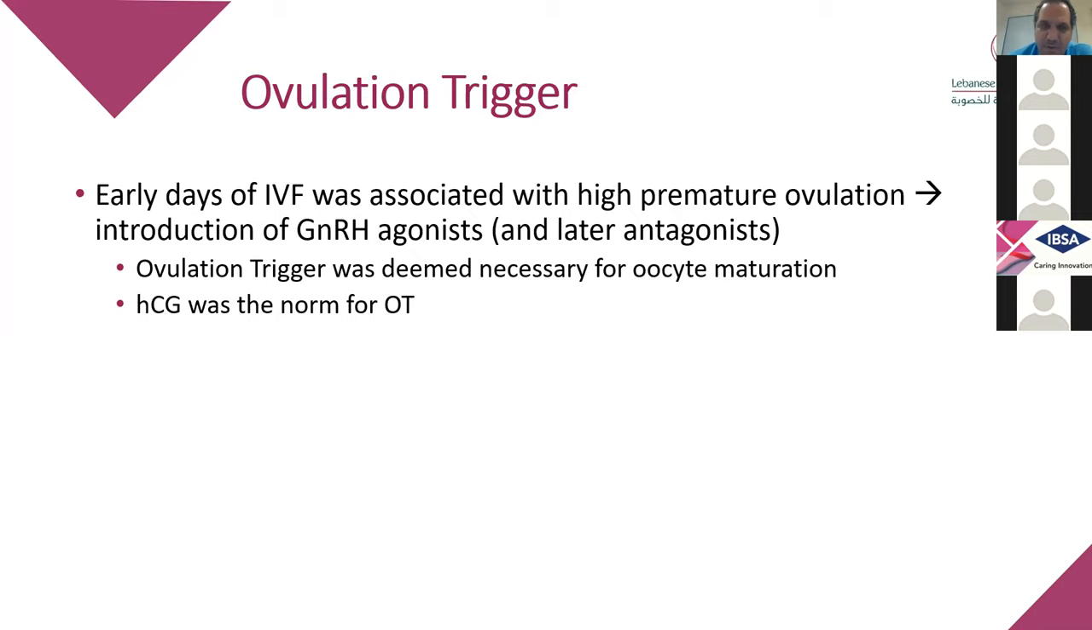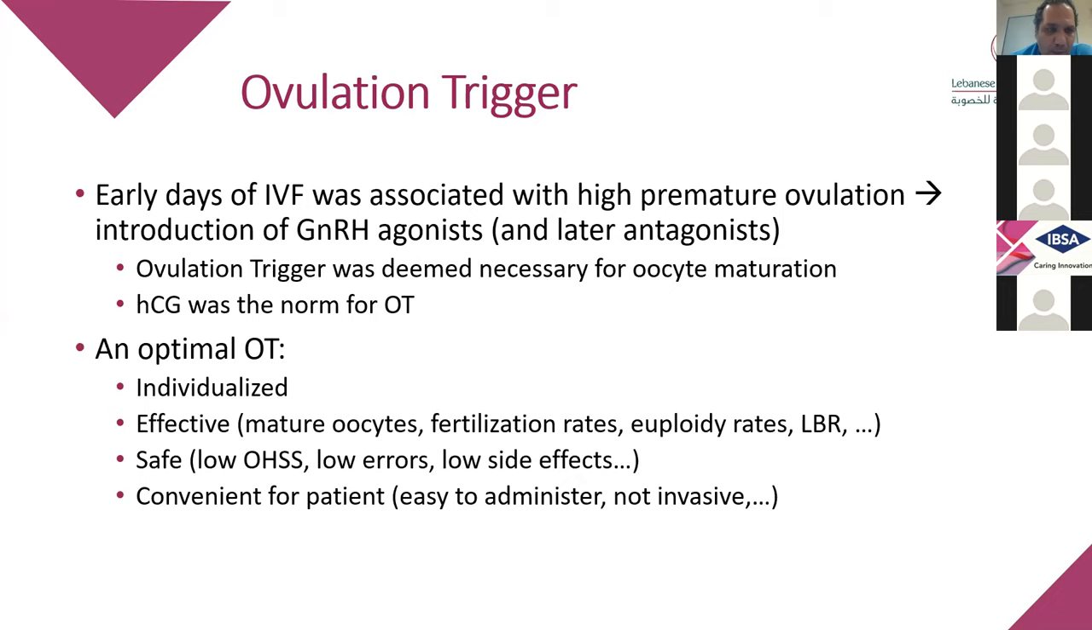And the human chorionic gonadotropin, the hCG, was the norm for a very long time in ovulation trigger. Now, whenever we talk about an optimal ovulation trigger, we have to think about the patient. So it has to be individualized. Is she at risk for OHSS? Did she have a failed prior cycle, or empty follicle syndrome? So we have to think about it in an individualized manner.